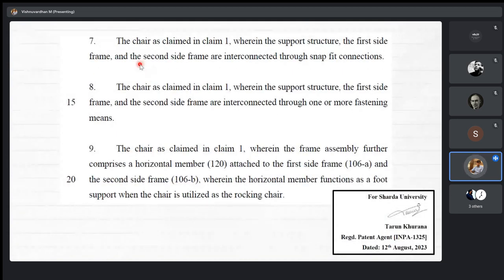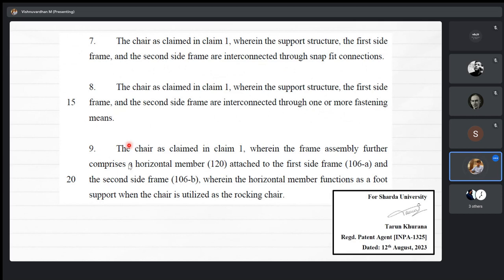Then claim 7, they're talking about the chair as claimed in claim 1, wherein the support structure, the first side frame and the second side frame are interconnected through snap fit connections. So they're talking about how you'll connect them. Once you flip it, I guess, how do you attach the components? And then 8, the chair as claimed in claim 1, wherein the support structure, the first side frame and the second side frame are interconnected through one or more fastening means. Again, they're narrowing it down more.